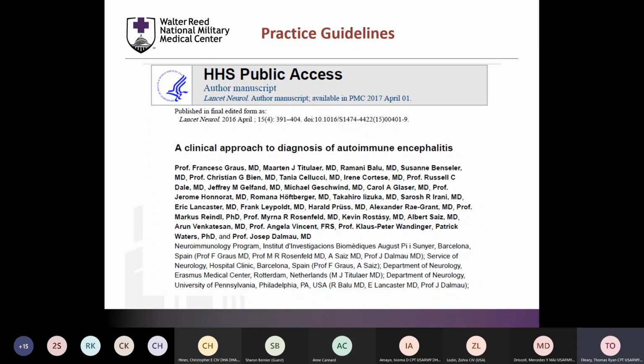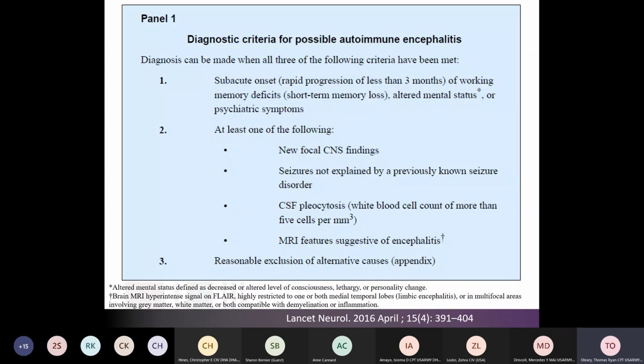This is the last big group consensus practice guideline. I'm happy to share this. If people want this, just shoot me an email and I'll send you a copy of this article. This is a multi-center working group that was chaired by Professor Dalmau that has brought together clinical practice guidelines. How do you approach these patients based on clinical symptomatology? What do you do when you can't get the antibody studies back for a month? And how can you decide who you should treat with immunotherapy? I'm going to distill from that some general principles.